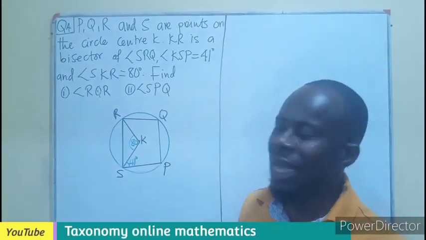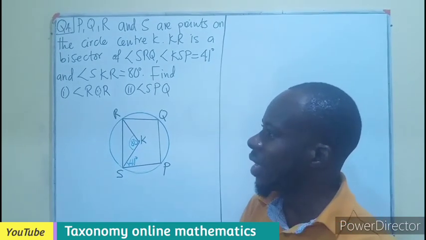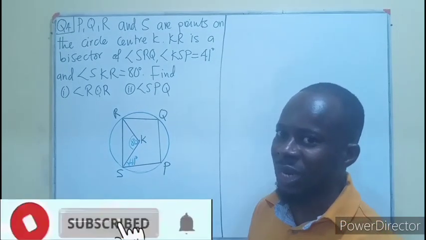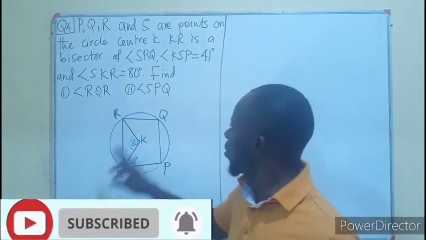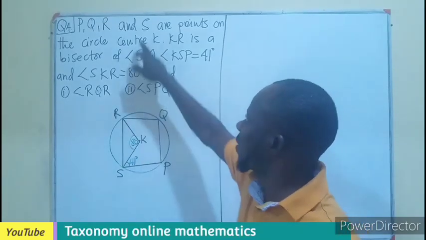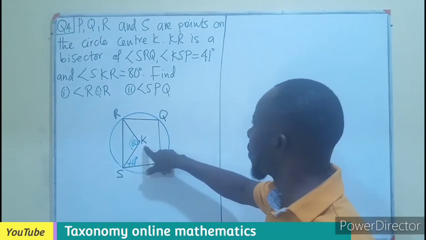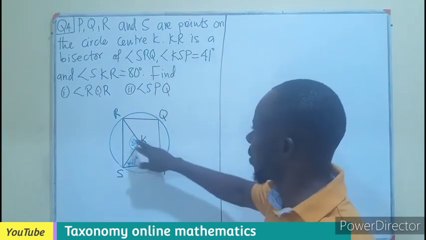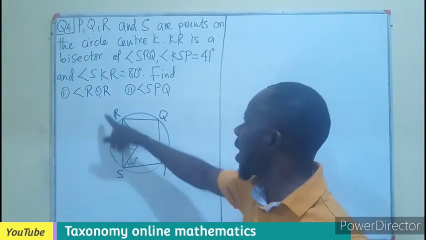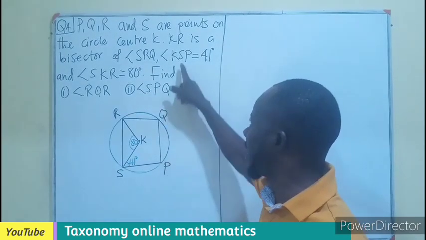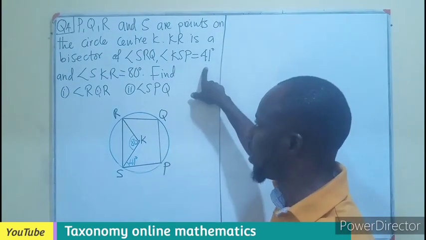We are having a question on a circle theorem from the just-ended WASSCE Core Mathematics examination, question number 4, subjective. PQRS are points on a circle with center K, where KR is a bisector of the angle SRQ, and the angle KSP is given as 41 degrees.